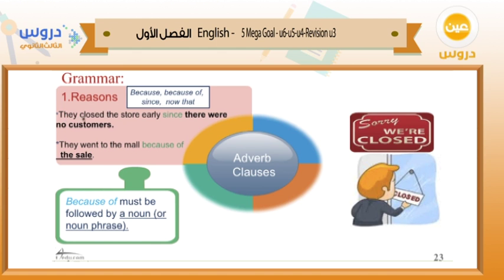For example, they closed the store early since there were no customers, and they went to the mall because of the sale. So here we have since and because of, which indicate there is a reason for that. Why did they close the store early? Because there were no customers. So I use since to indicate the reasons here. And also because of indicates reasons.